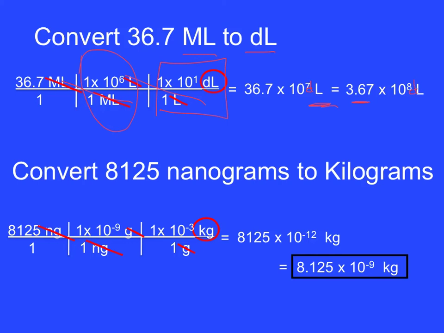The final example is the same thing, and they're starting with something with a prefix. They take it to the base unit of gram, then the further step of converting it to the final unit of kilograms. And again, the digits aren't coming out right because they got 8,125 times 10 to the negative 12 kilograms. But that's not proper scientific notation. Scientific notation is 1 digit, 1 dot. And that changes the value of the exponent.